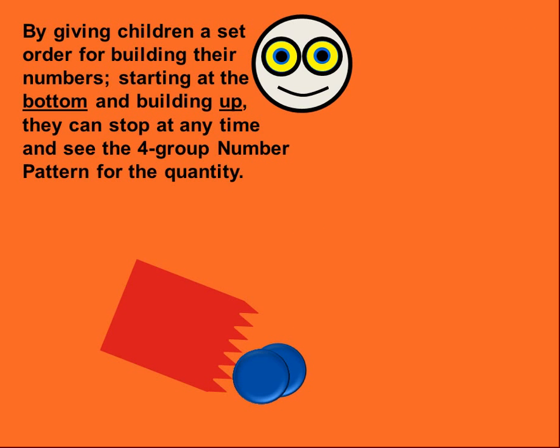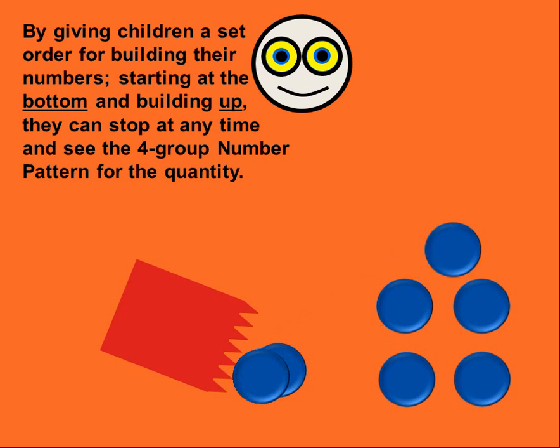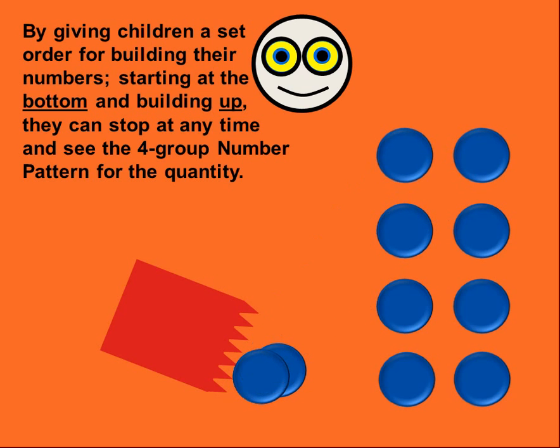By giving children a set order for building their numbers, they can stop at any time and see the 4-group number pattern for the quantity. They don't need to count. Now they can see they have 5. As they continue, they can stop and see they have 8. And now they have 10.